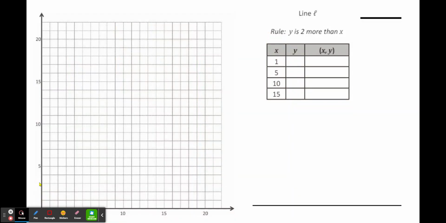All right, let's take a look at our coordinate plane. So we have a coordinate plane labeled over here, and we have a data table over here. Now, I see a rule. The rule is that y is 2 more than x. So what that means is anytime I have an x value, my y is going to be 2 more than x, or we need to add 2 more.